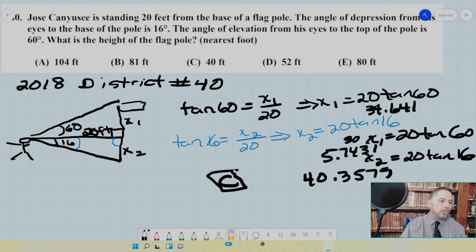All right, cool. So this was a cool, unique problem. We had both an angle of elevation and angle of depression in the same problem. So it was a good problem to illustrate the point. All right, so next.